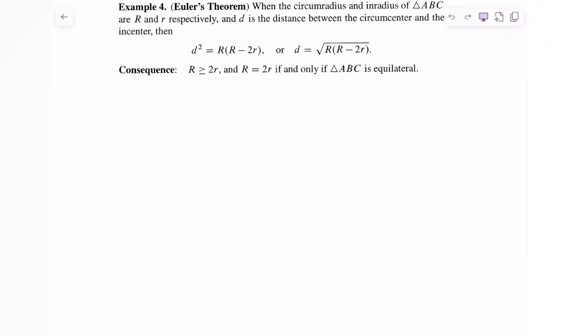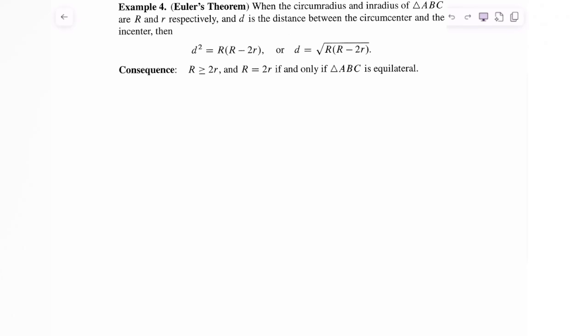So, for the last problem of the day, we're looking at example 4. Basically, it's asking us to prove Euler's theorem in geometry, because Euler made a lot of theorems before. So this is the specific one to geometry. It says that when the circumradius and inradius of triangle ABC are big R and small r respectively, and d is the distance between the circumcenter and the incenter, d squared equals to this. And these two forms are equivalent because you just square root both sides.